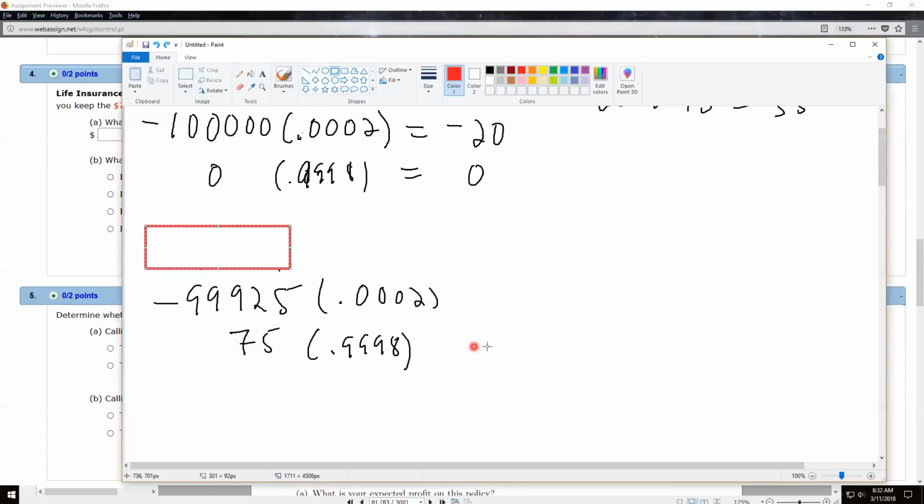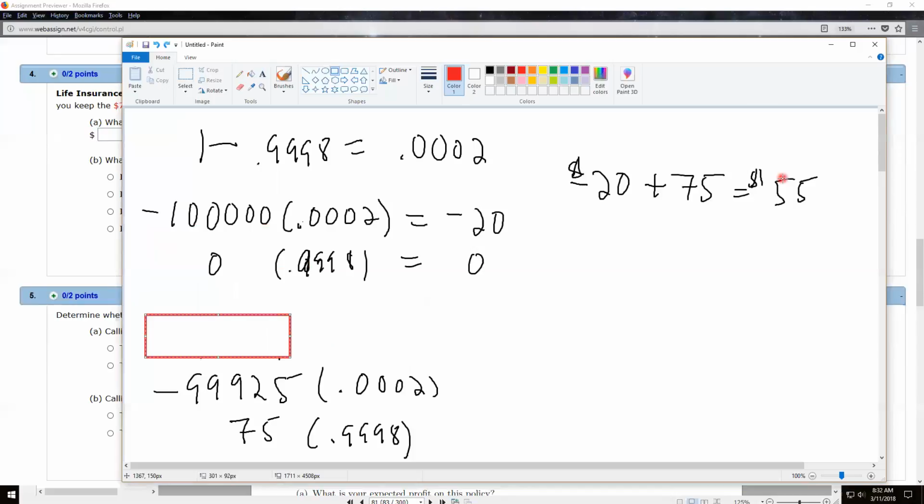Now, if you do this multiplication and then find the sum, remember to make this negative, on my calculator I got 54.99. So very close to the $55. So that's either way to do it. It doesn't really matter which way you do it. You'll get the right answer either way.